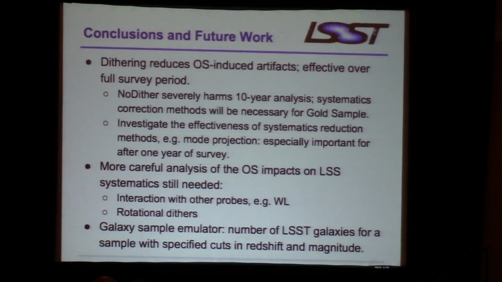So to summarize, we know that dithering induces strong artifacts. They are particularly harmful for the 10-year survey for LSS systematics, and we will most certainly need correction methods after the 10-year survey if we don't dither at all. Other future things to look at are interactions with other probes, because I'm almost done. Other probes have to see which strategy works best for them, what's best for their systematics. And there's a very tiny, quick application of our analysis to emulate what the galaxy sample is going to look like as a function of redshift and magnitude. Okay, thank you.